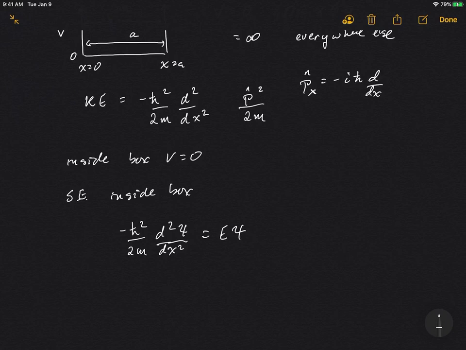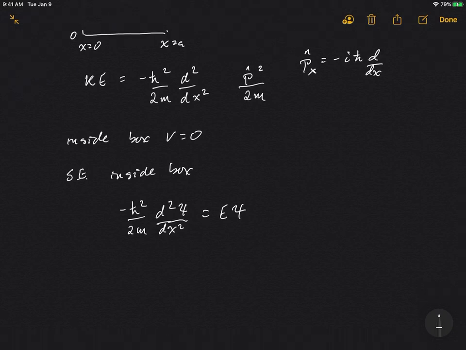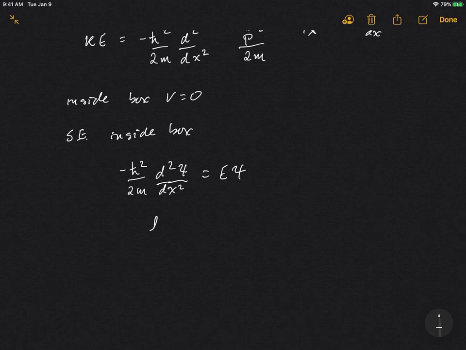We don't have a potential energy, so we just have the kinetic energy, so we have this second order differential equation. Okay, and then there's a bunch of constants or scalar values, and we can lump them together. So let's define k equals the square root of 2 times the mass times the energy over h bar.